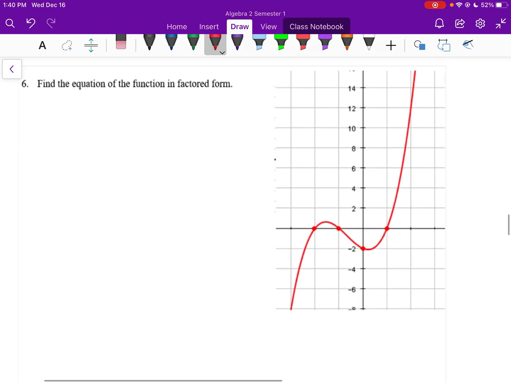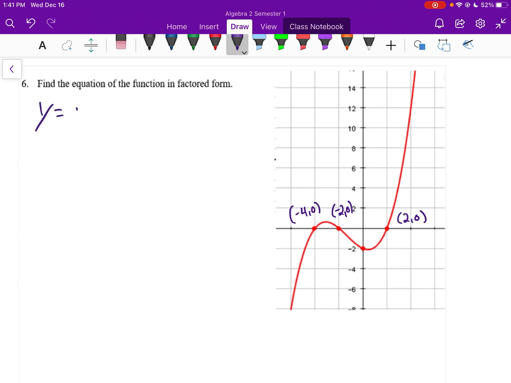Okay, so the next one, find the equation of the function in factored form. It looks like we have a cubic function here. And in order to find the equation of this, we're going to use our zeros. We have a scale of 2 in this case, so let's figure out those ordered pairs. This one is (-4, 0), (-2, 0), and then finally (2, 0). Those are our zeros of the function.